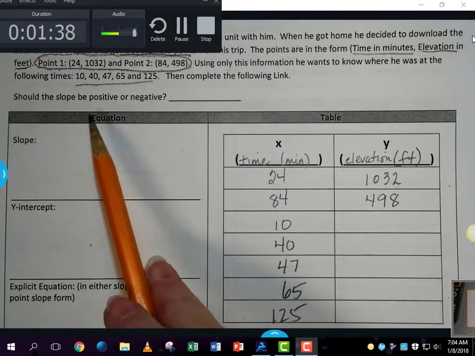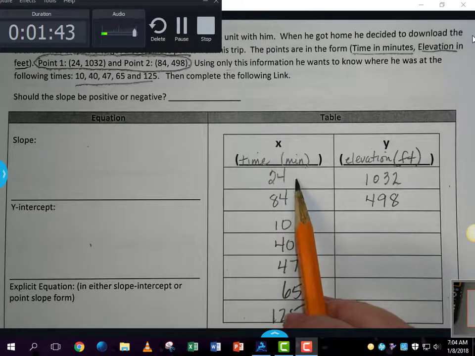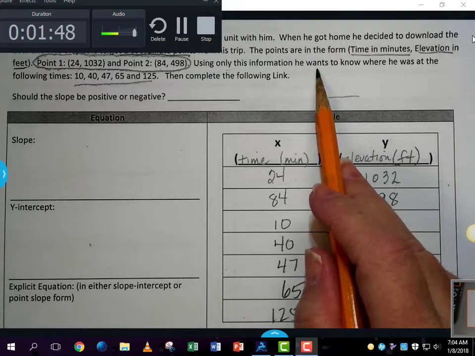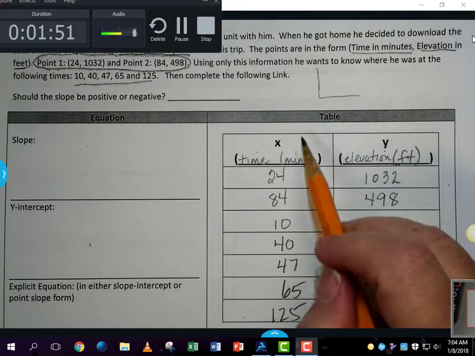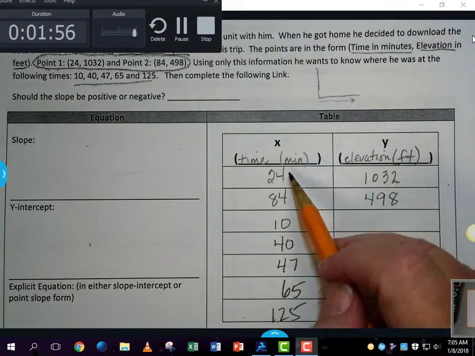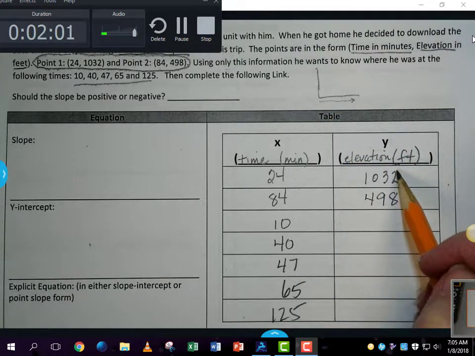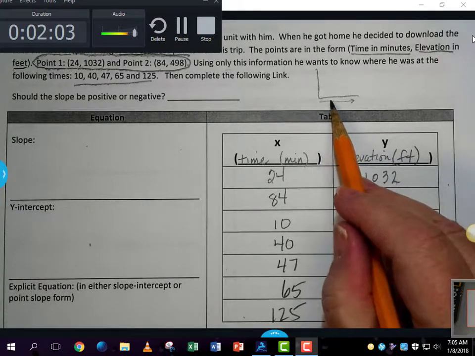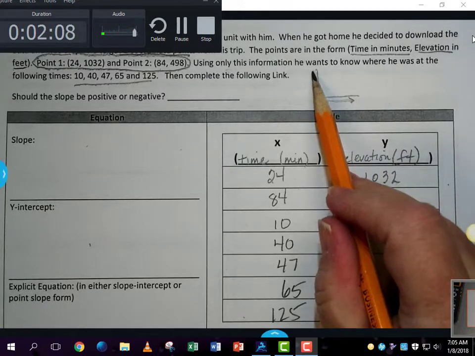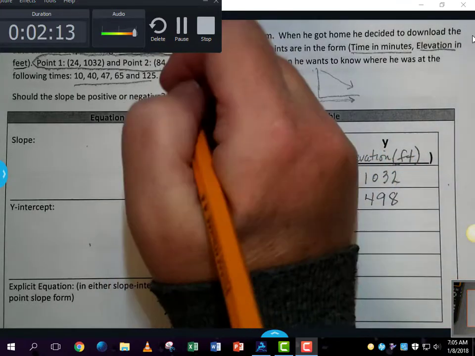Should the slope be positive or negative? As the value of x is increasing, so if we have our graph, as I go this way, the value of x increases. What is happening to the value of y? As the value of x increases, the value of y is decreasing. That's going to give us a negative slope.